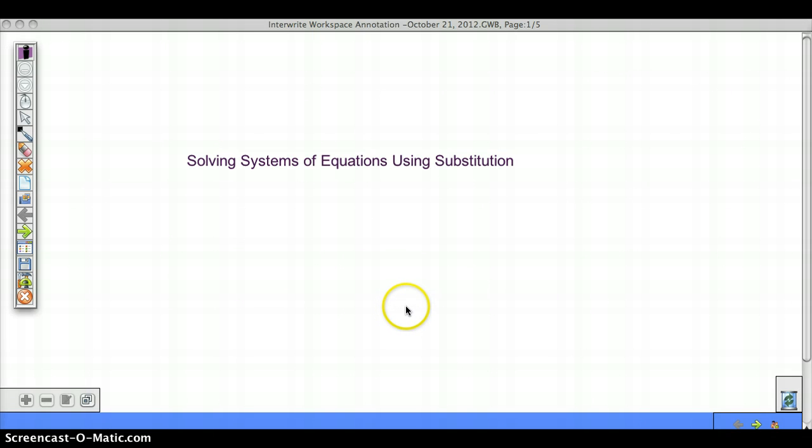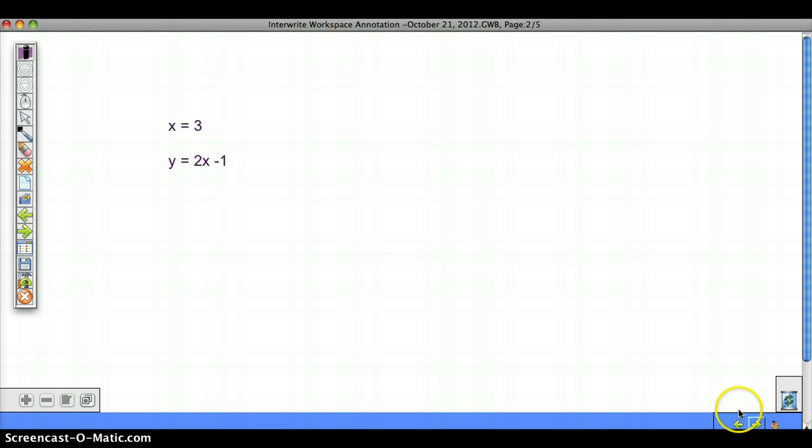Today we are going to solve systems of equations using substitution. We've already solved systems of equations by graphing, and now we are just going to use algebra to actually substitute our equations to find our coordinate point. This is still finding the point of intersection, it's just we're not going to actually draw the graphs.